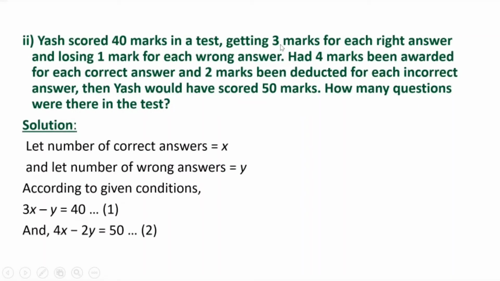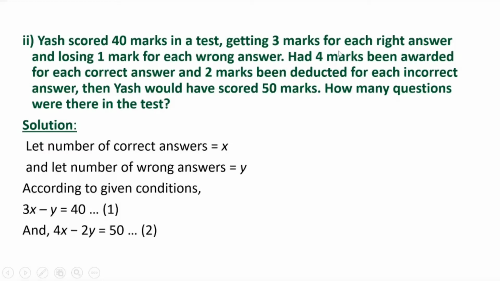So he'll be scoring 3x marks. But because he is losing 1 mark for each wrong answer, and if I suppose the total number of wrong answers be y, so if there are y wrong answers, he'll lose y marks. So the total marks he obtains is 3x minus y is equal to 40, the first equation.